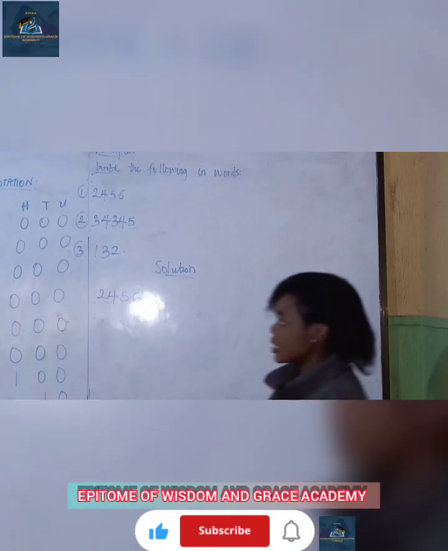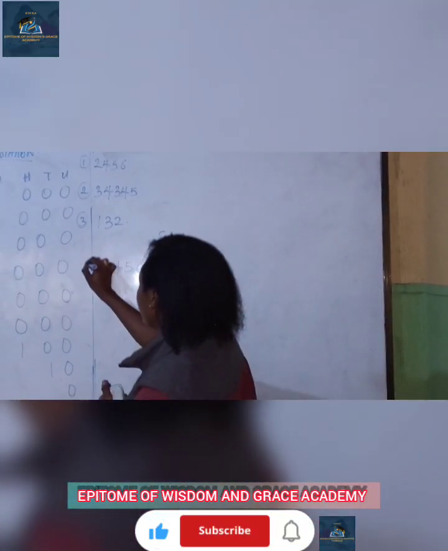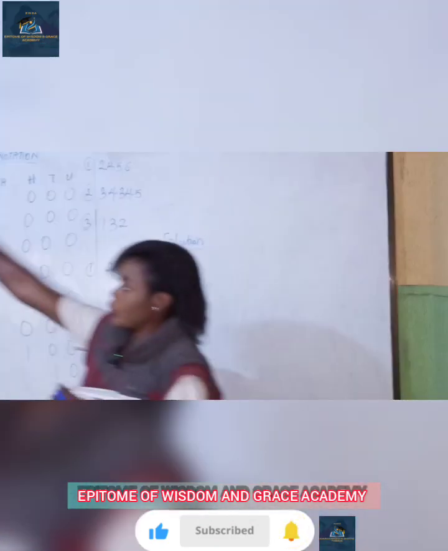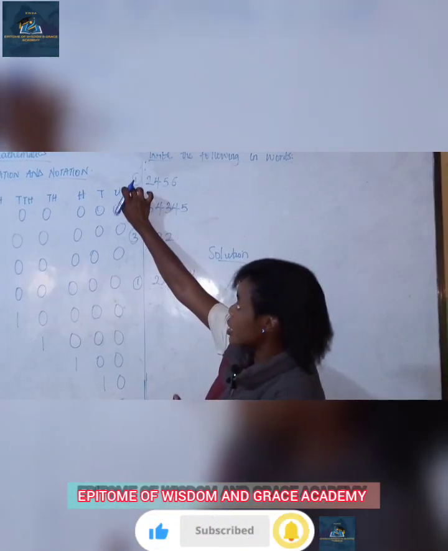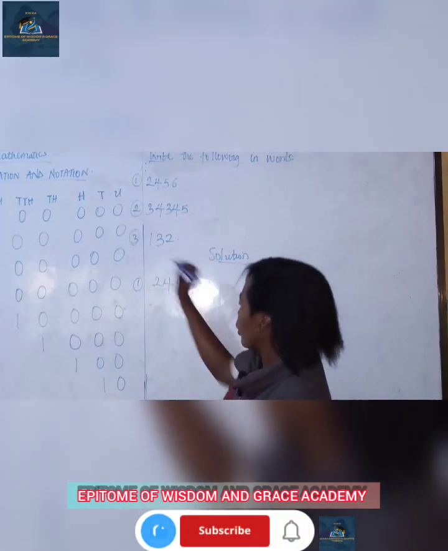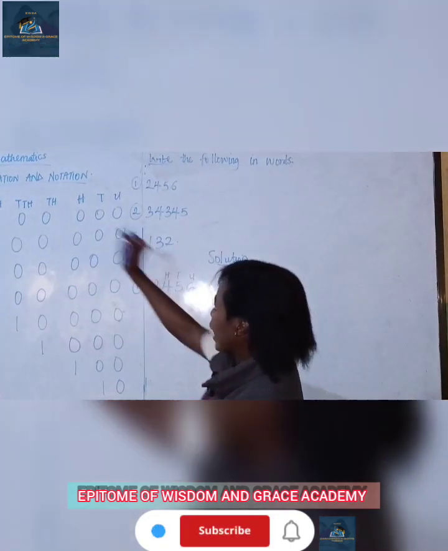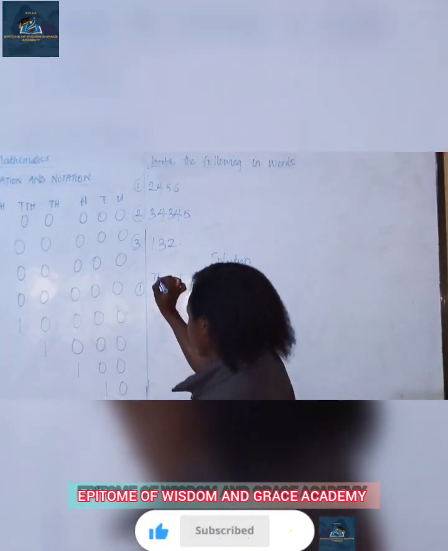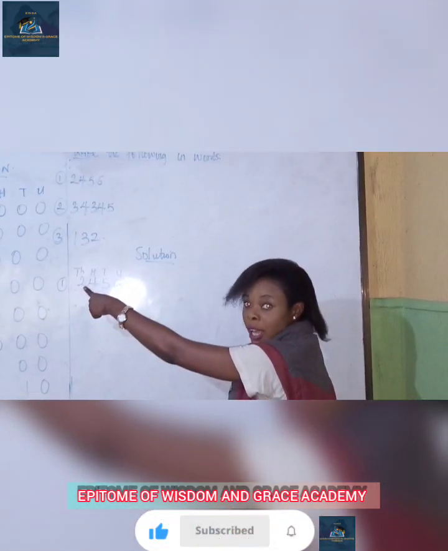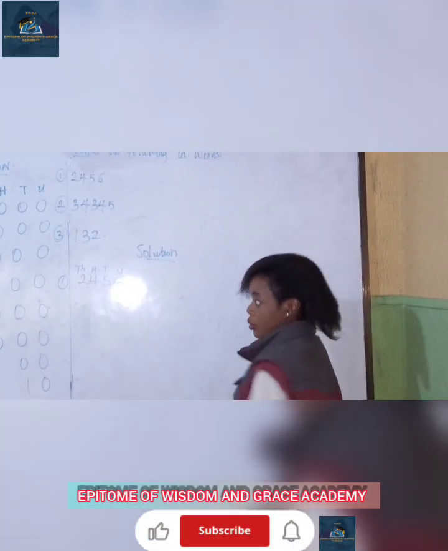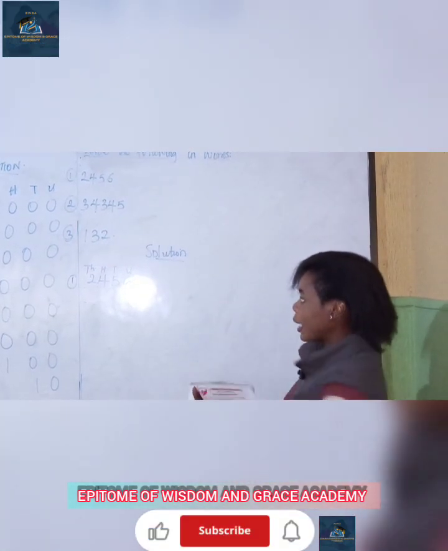Now, how do you tend to get the answer? Remember, we are going to start with this. It's going to be helping us. This is units. After units, you continue with tens. After tens, you continue with hundred. And after hundred, we have thousand. Now, we actually stop at thousand. This means our 2 is going to start with thousand. That is 2000.